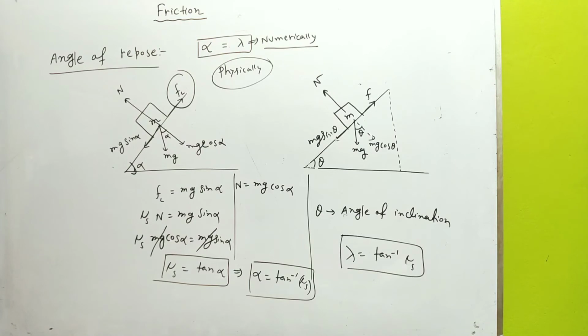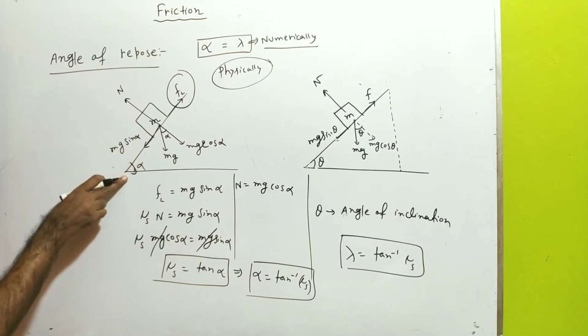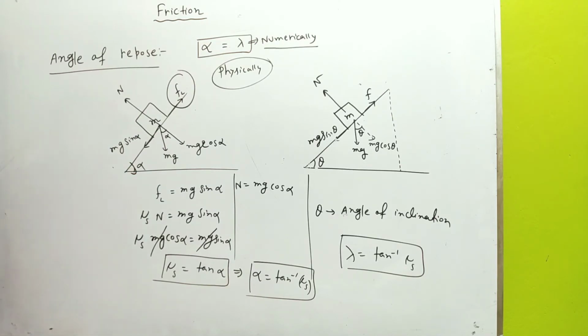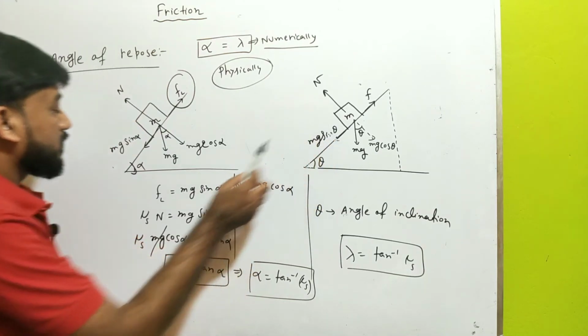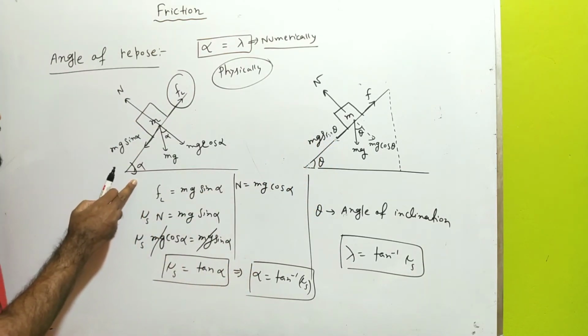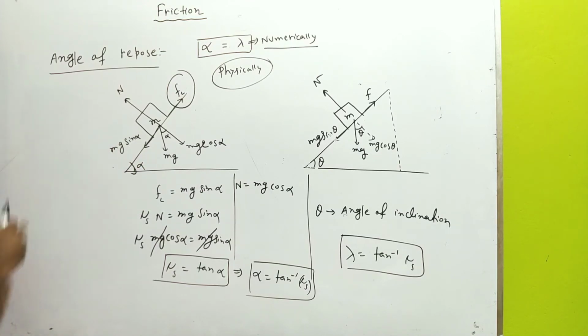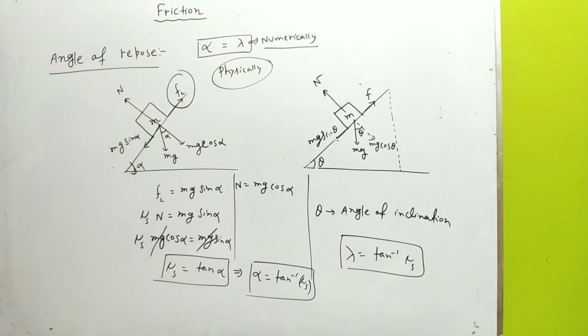Now what will happen if we take another inclination that is greater than alpha, or in your experiment if you increase theta further, beyond alpha? The object will now be moving. So now we have to determine the acceleration of this object on the rough surface.